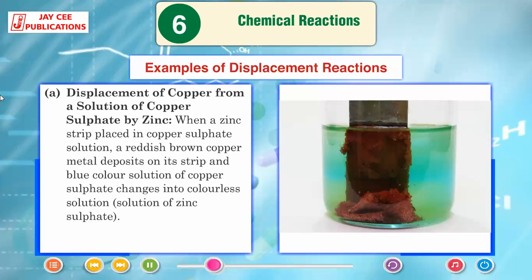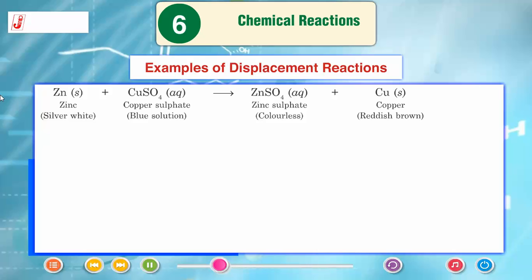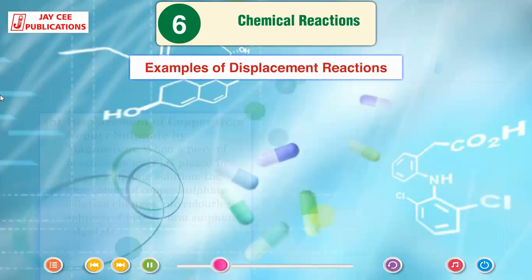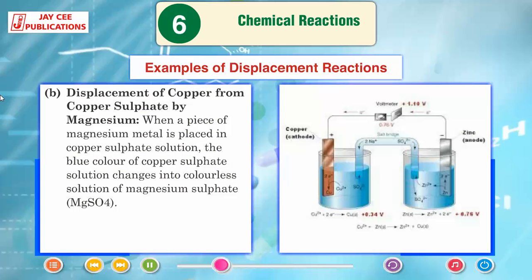Examples of displacement reactions: displacement of copper from a solution of copper sulfate by zinc. When a zinc strip is placed in copper sulfate solution, reddish brown copper metal deposits on the strip and the blue color solution of copper sulfate changes into a colorless solution of zinc sulfate. Displacement of copper from copper sulfate by magnesium. When a piece of magnesium metal is placed in copper sulfate solution, the blue color of copper sulfate solution changes into a colorless solution of magnesium sulfate, MgSO4.